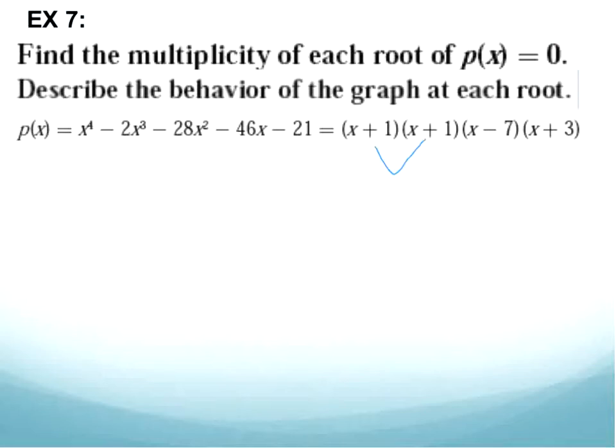Okay, so Alex, what do you think the multiplicity of the x plus 1 is? So even multiplicity, or you could say multiplicity of 2. See how there's 2 different ways to say it? Good job. And describe the behavior at that point. What would that mean? What's going to happen at that point on the graph? Just going to touch. Great job.